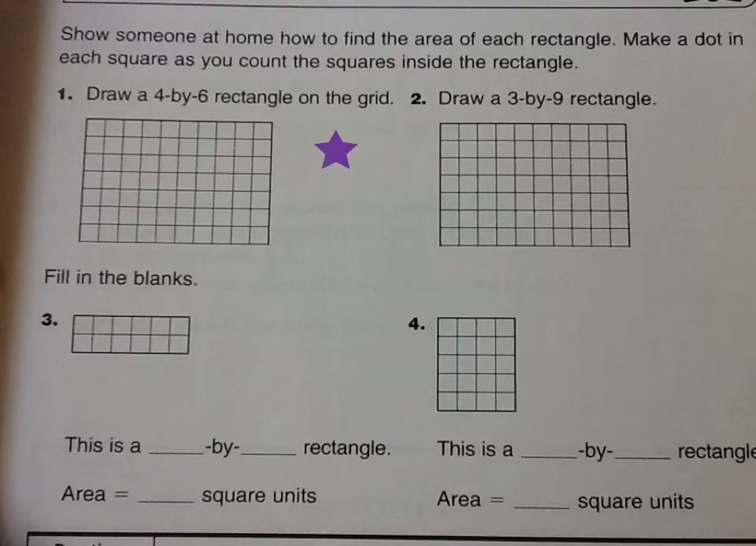This is called areas of rectangles, and it's about rectangles, but really this will help you with multiplication later. First thing to do is draw a 4x6 rectangle on the grid. When they say 4x6, we want to have 4 rows and 6 in each row, and that would be our rectangle.